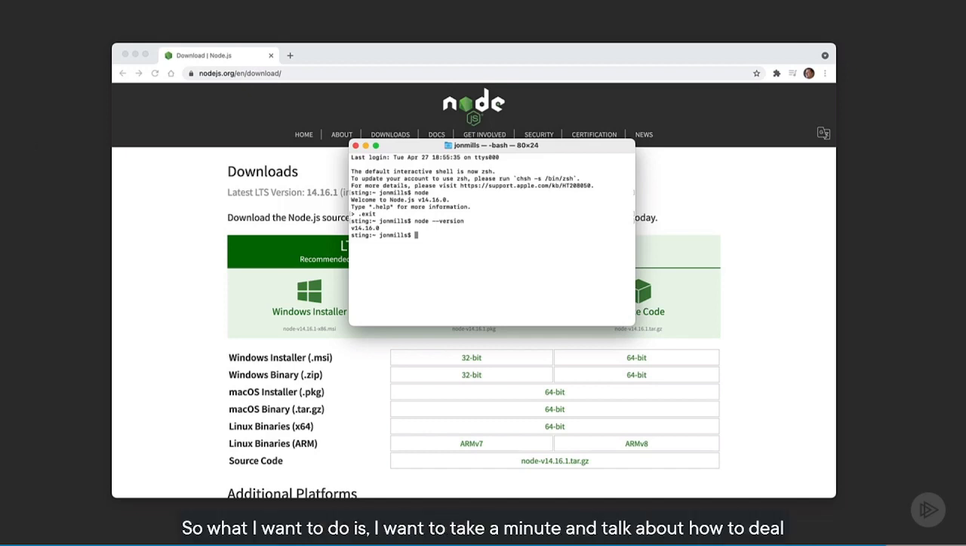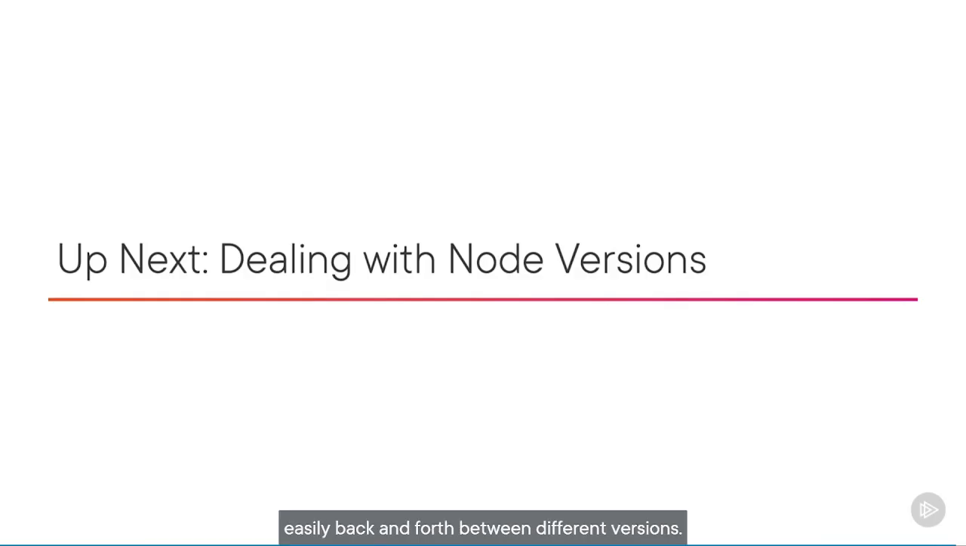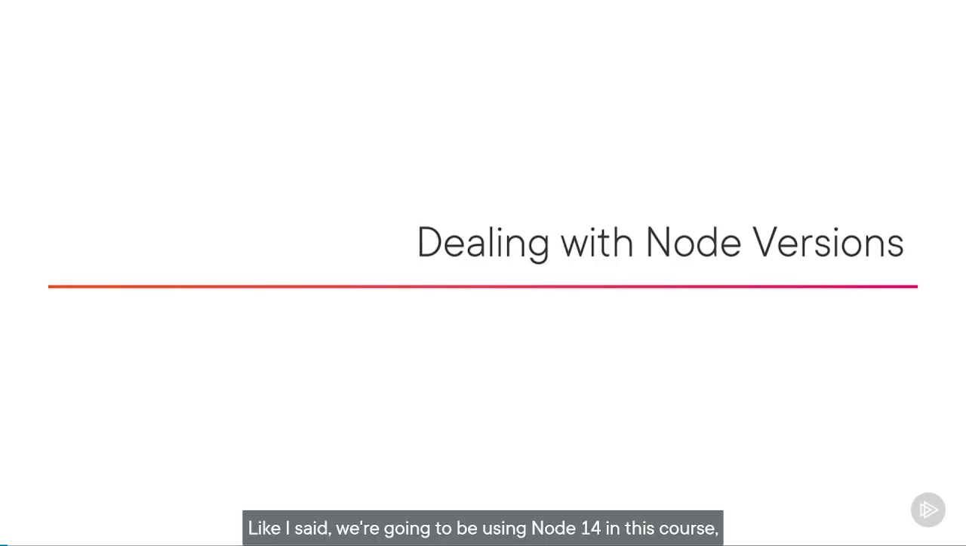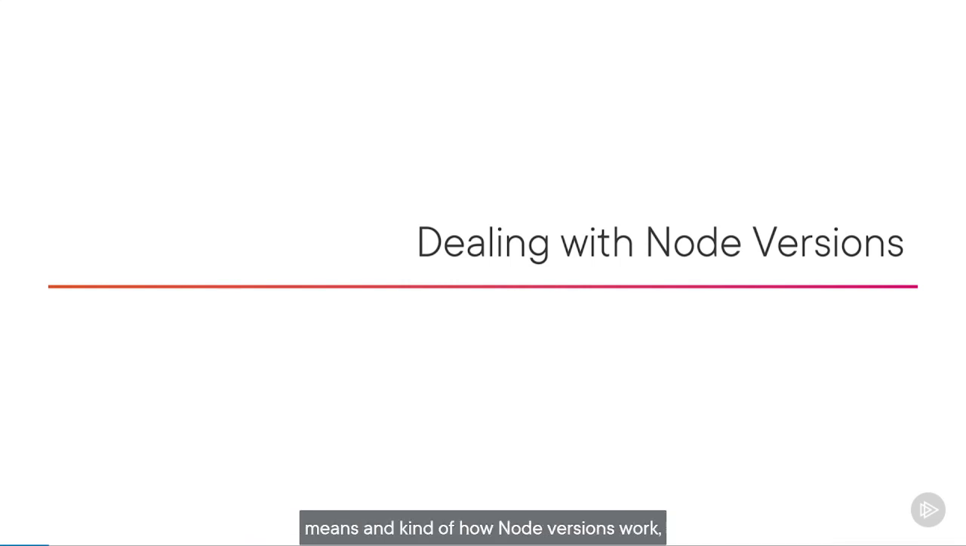So what I want to do is take a minute and talk about how to deal with these different Node versions, when they come out, and how to switch easily back and forth between different versions. Like I said, we're going to be using Node 14 in this course for the recording. By the time you're watching this course, we may not be on Node 14 anymore. So let's take a minute and talk about what that means and how Node versions work, and then you'll understand how easy it is to flip back and forth between them.